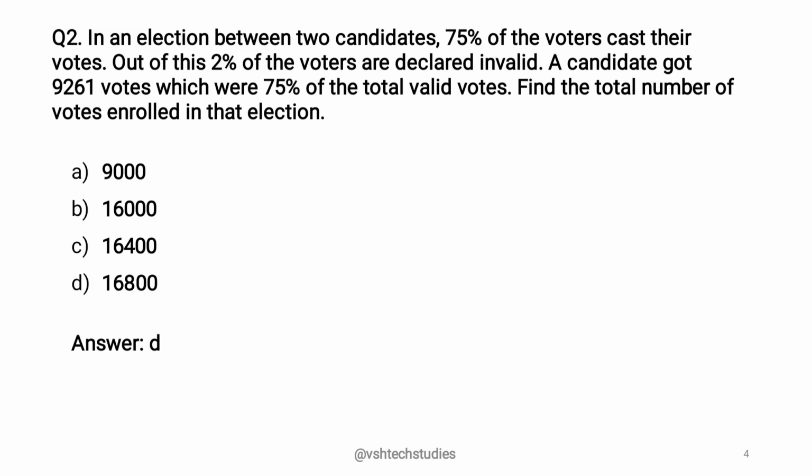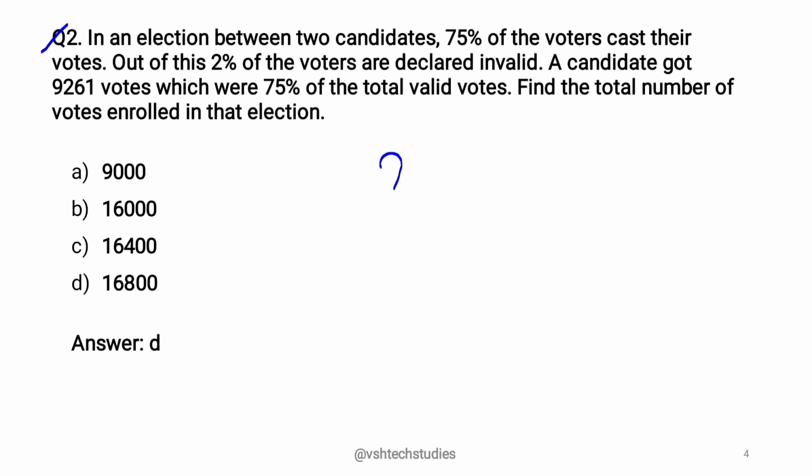So the question is, in an election between two candidates, 75% of voters cast their votes. Out of this, 2% of the voters are declared invalid. A candidate got 9,261 votes, which were 75% of total valid votes. Find the total number of votes enrolled in that election.